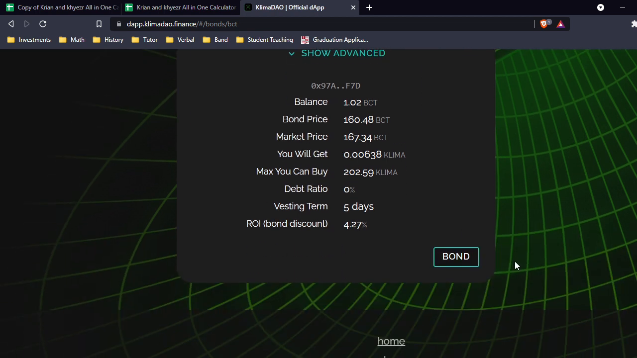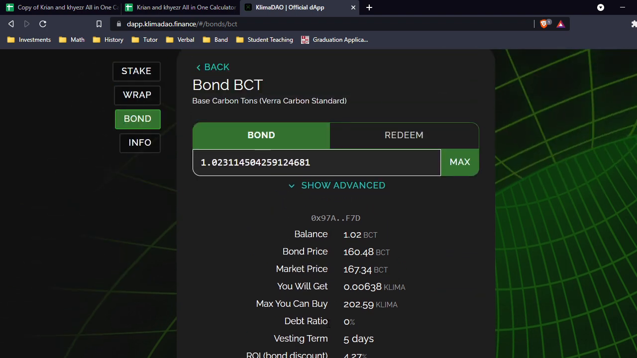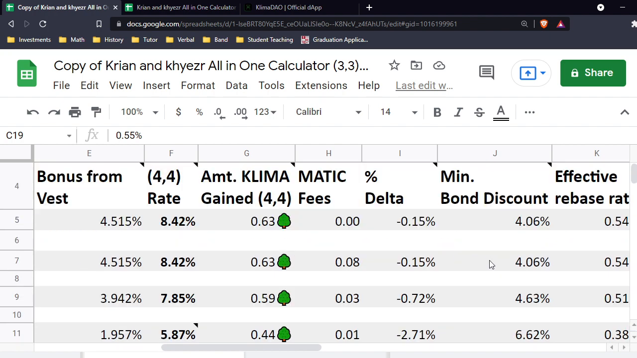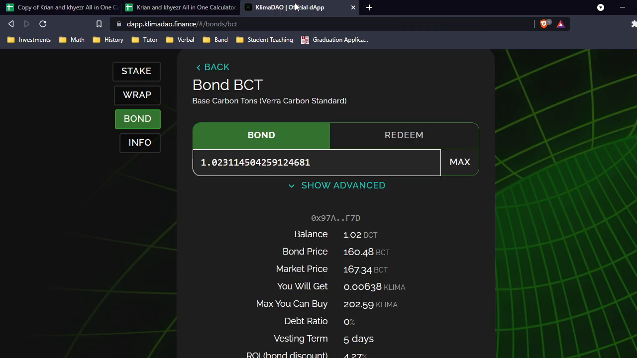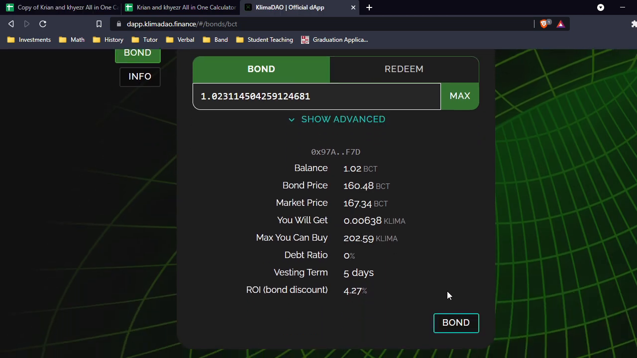And you'd hit bond, and you would go through your process of confirming this at 4.27%. We're almost at our minimum. Oh, we're past our minimum. It'd be advantageous to bond right now. Let's go. And then you'd hit bond and you'd confirm and all that.